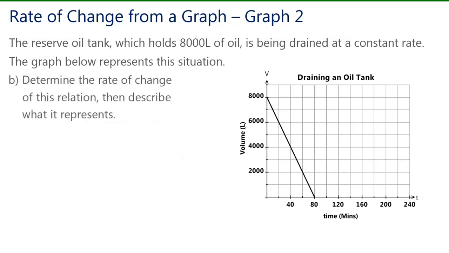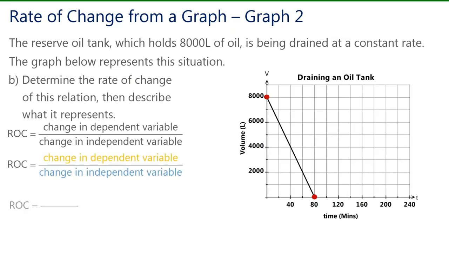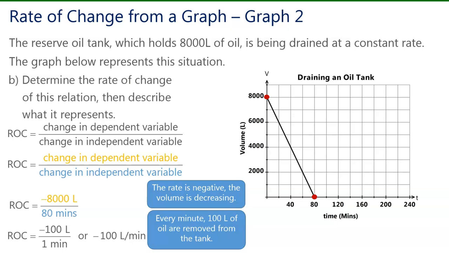Next, let's determine the rate of change and describe what it represents. Let's use these 2 red points. The rate of change is the change in dependent variable divided by change in independent variable. The vertical change is negative 8,000 liters. The horizontal change between the 2 red points is an increase of 80 minutes. So our rate of change is negative 8,000 liters divided by 80 minutes, which can be simplified to negative 100 liters per minute. The rate is negative because the volume is decreasing, and every minute 100 liters of oil are removed from the tank.